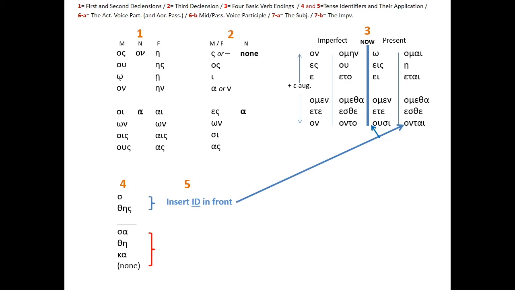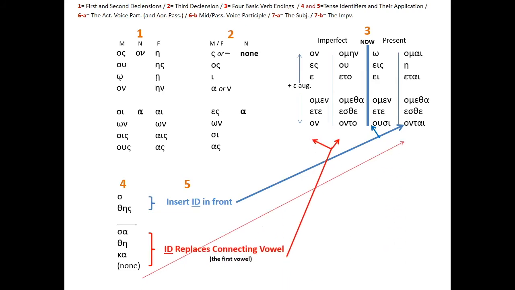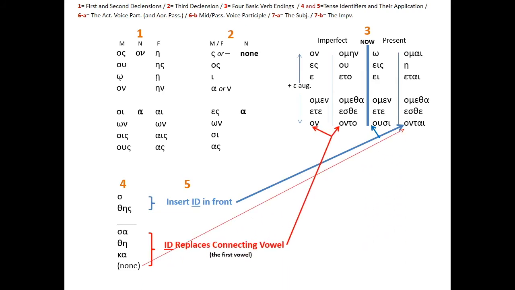The first 2 tense identifiers above the line, the sigma and the theta eta sigma, are for the future tense. The sigma is for the future active and also the future middle, while the theta eta sigma is for the future passive. Minimum 5 explains why they are separated from the other tense identifiers.